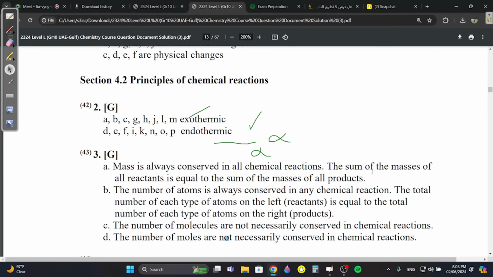So you can see here the sum of the masses of the reactants is equal to the masses of the products, and the total number of each type of atom on the left is equal to the total number on the right. We should get a question about it, I think.